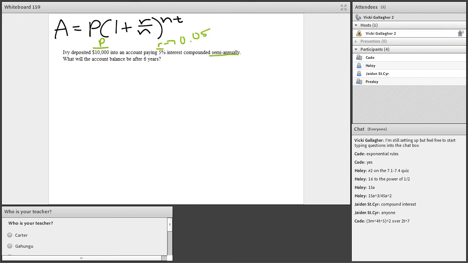Semi-annually is telling us our N, and semi-annually means twice a year. So that means N is 2. There's actually a lot of different words you need to know for N. Annually is once a year, semi-annually is twice a year, quarterly is 4 times a year, and monthly is 12 times a year. So just figure out which of those, it's going to be one of those 4. You could do daily, but I don't think we do daily because 365 is way too big a number to have to calculate with.